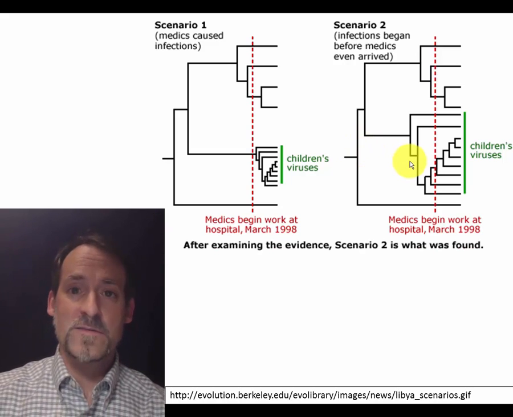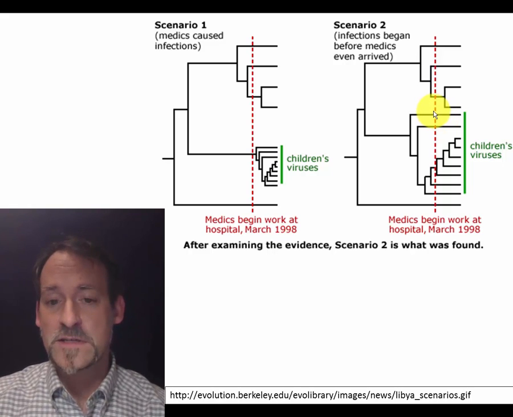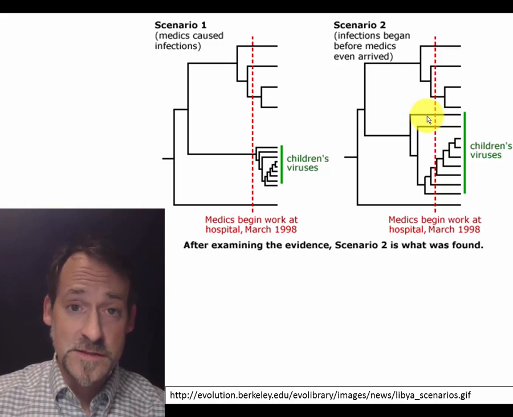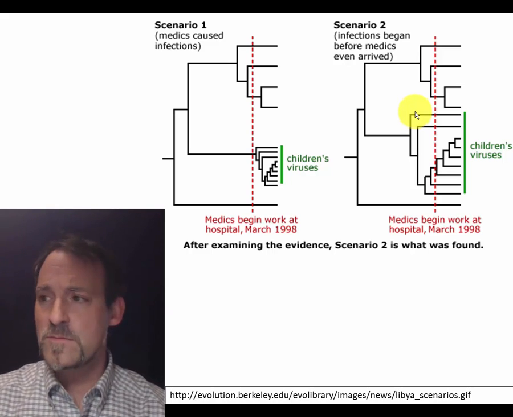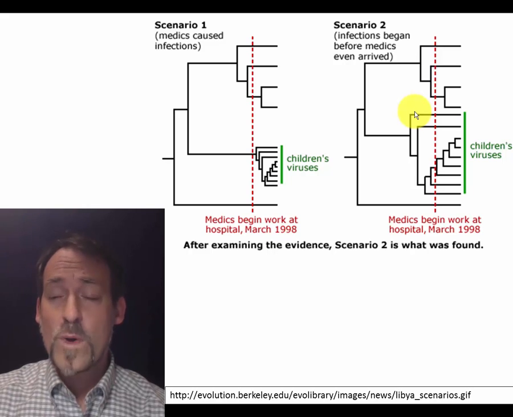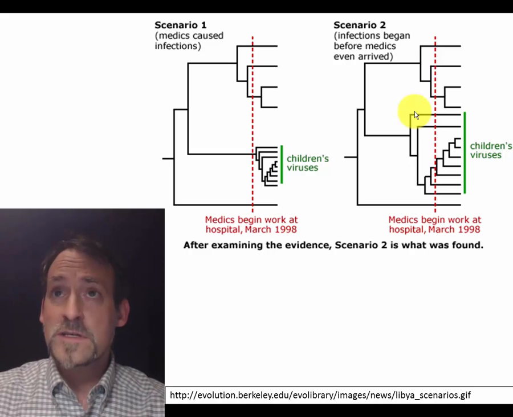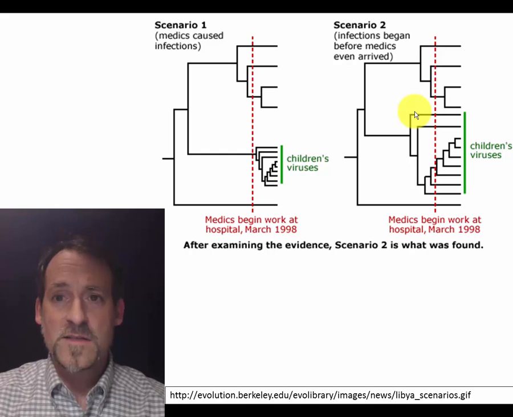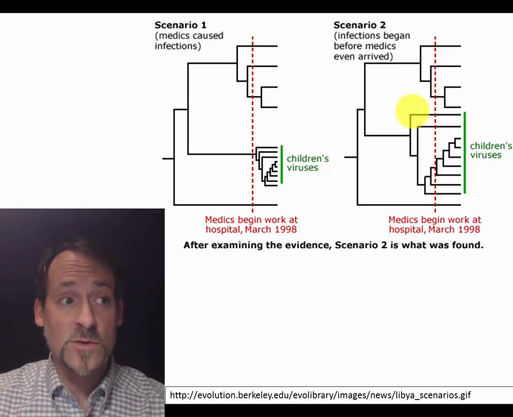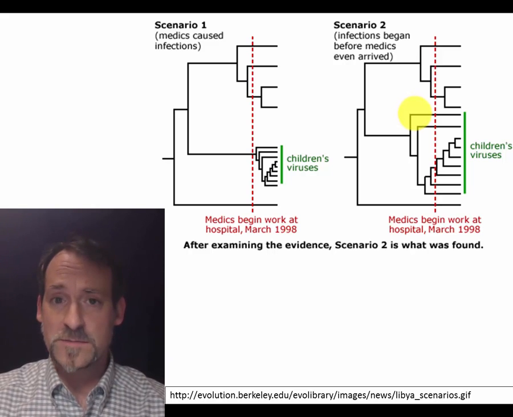It turned out that the evidence was much more consistent with this second scenario, and largely on the basis of that evidence, the medics were released. So those are just a couple of what must be hundreds or thousands of ways that you can use evolutionary information. A lot of the more sophisticated tests that you may end up using if you go into biotech or even in some of the medical fields will rely on this kind of evolutionary information.